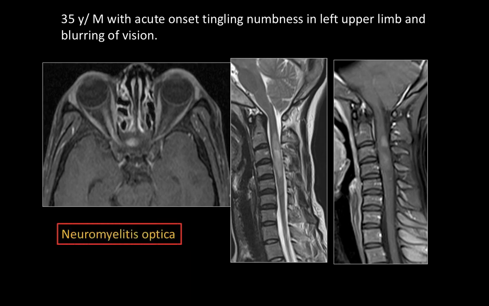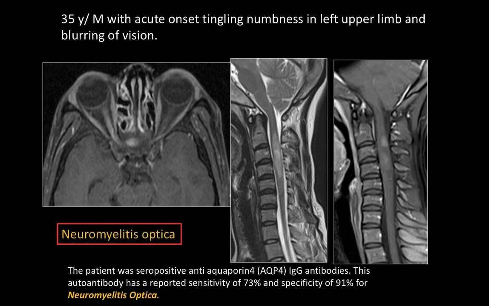So this is neuromyelitis optica and the patient was seropositive for anti-aquaporin 4 IgG antibody. This autoantibody has a sensitivity of 73% and specificity of 91% for neuromyelitis optica. Though this was a male patient, remember neuromyelitis optica is more common in females than in males.